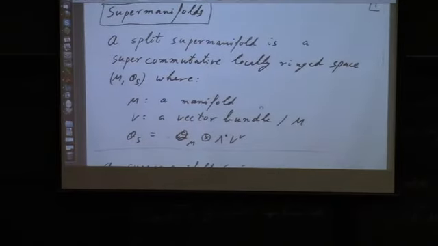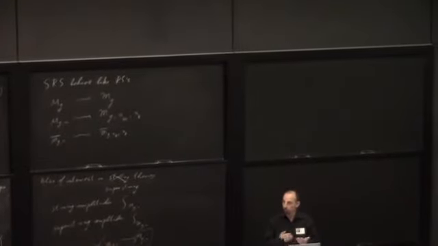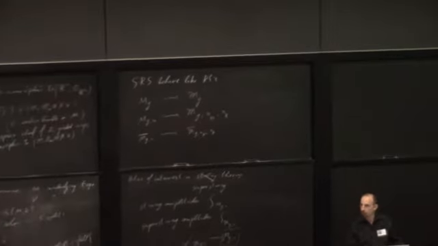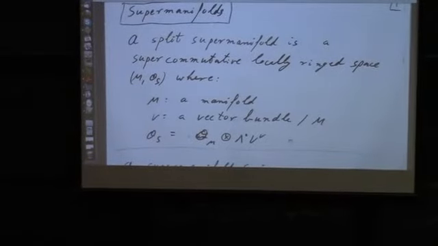let's start with a split supermanifold. A split supermanifold is a supercommutative locally ringed space. Supercommutative means Z2 graded commutative. So you have a sheaf that's Z2 graded, and the commutation is just like the commutation of differential forms. Two odd forms anti-commute, everything else commutes. So you want a space M and a structure sheaf OS, where M is just a manifold, and OS is going to be the structure sheaf of M tensored with an exterior algebra. And the Z2 grading comes from the number of vectors that you're wedging together.